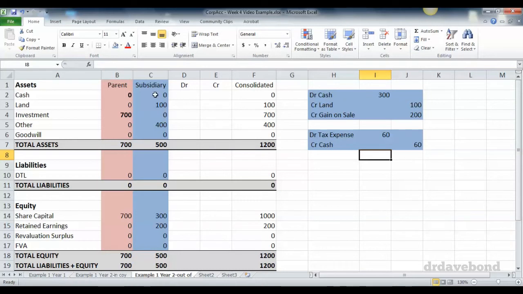So let's go through and put these effects in. Cash goes up by 300 for the debit, land goes down to zero, and we get a gain on sale and retained earnings plus 200. Tax expense reduces our retained earnings because, again, I'm cheating a little bit and just going straight through to retained earnings, and cash comes down by 60. So we've got $240 in cash in the subsidiary, and we've got $300,000 of share capital and $340,000 of retained earnings. Those have all happened in the subsidiary's accounts.